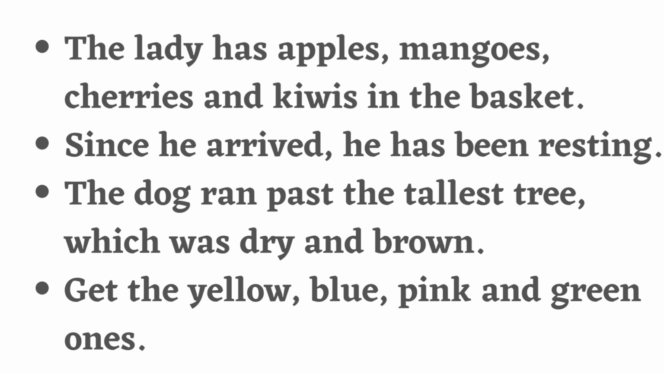The last one. Get the yellow, blue, pink, and green ones. That means we have a list of things that are coded in colors. We have yellow, blue, pink, and green. In this sentence, we are using the comma to separate lists.